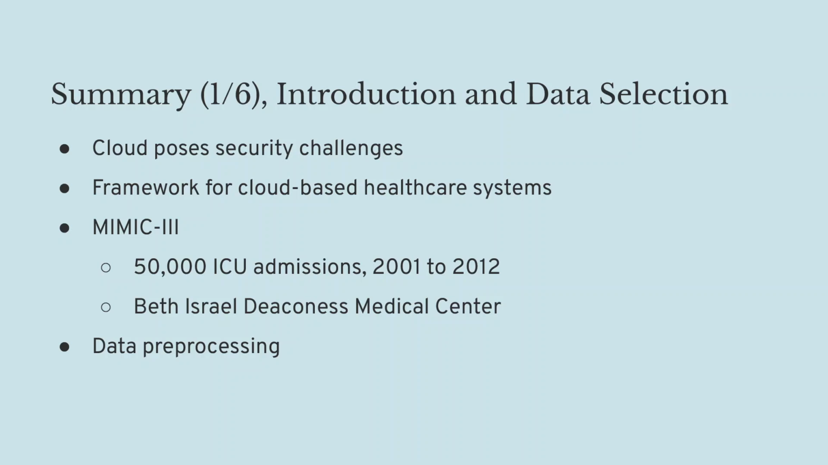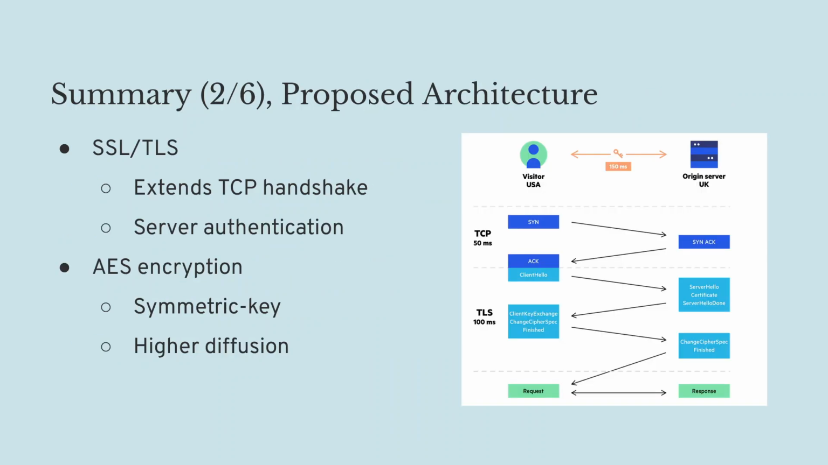From there, it underwent pre-processing, removing duplicates, and they standardized the units. Then the paper describes their proposed architecture, all of the requirements that they are originally setting out to make sure the data is secure. They went with some industry standards here, choosing to use TLS and AES encryption.